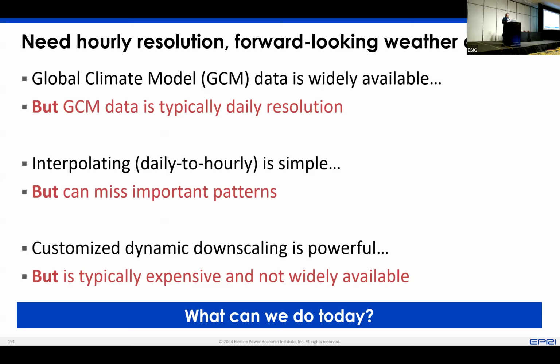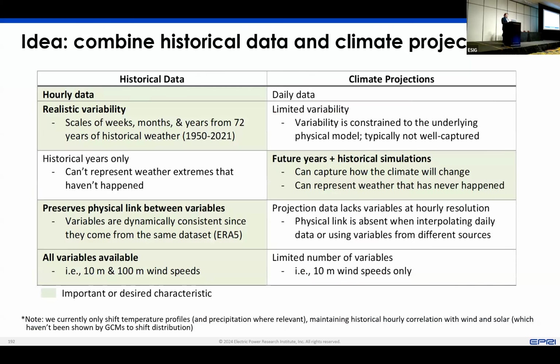What we've been working on is a slightly different approach that we've been using fairly effectively in some projects. The core idea is, why not combine the best of the two sides? Take all the great features of historical data and then match them with what you need from the climate projections. So historical data, you have the hourly resolution. It has that realistic variability, diurnal, seasonal effects, et cetera. You have all the variable links that you want. So that's great. It just doesn't have that forward-looking aspect. So then you take the pieces from climate projections.